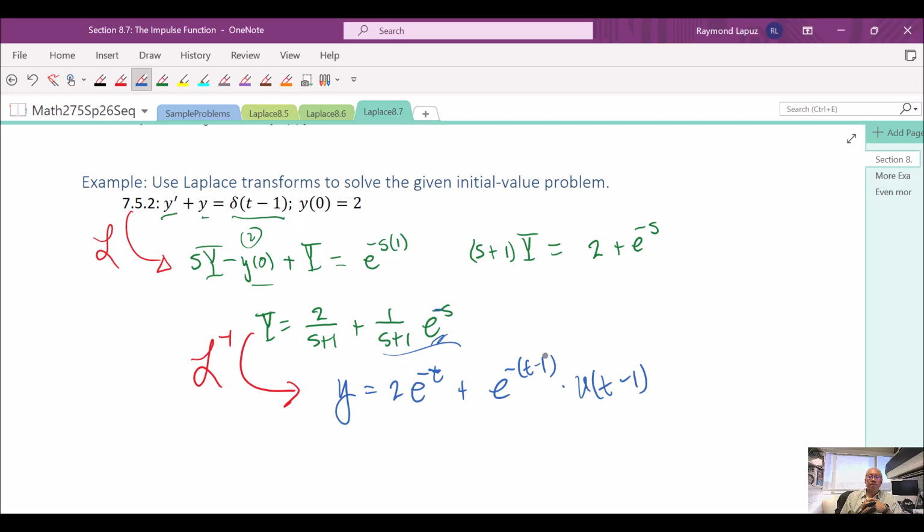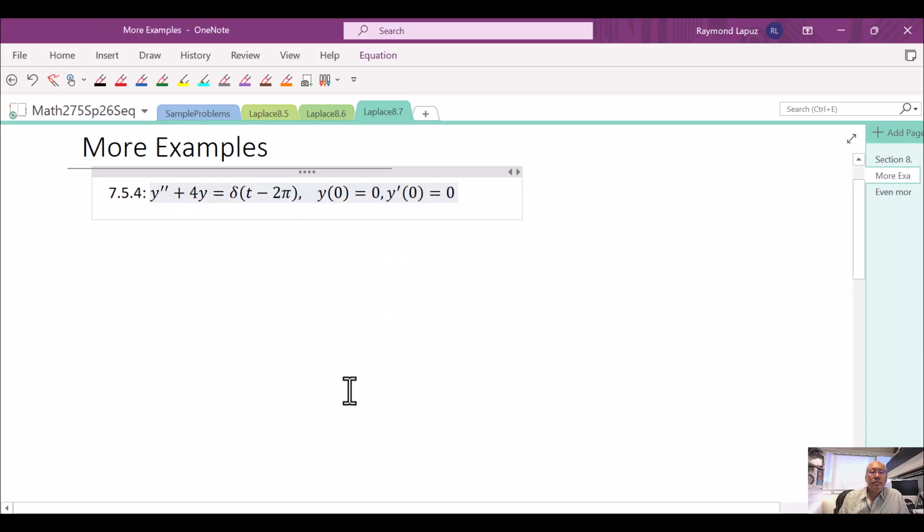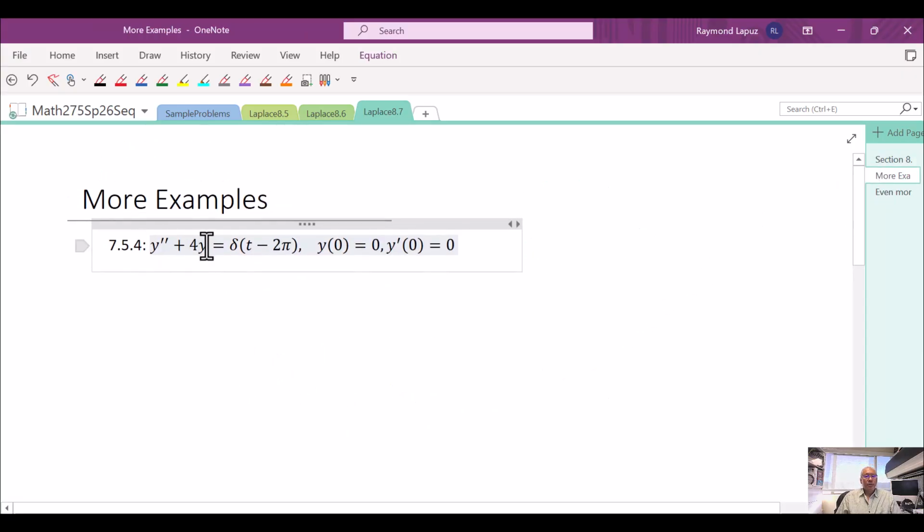All right, let's do a couple more examples. Here's an example where we have y double prime plus 4y equals the delta function at 2 pi.